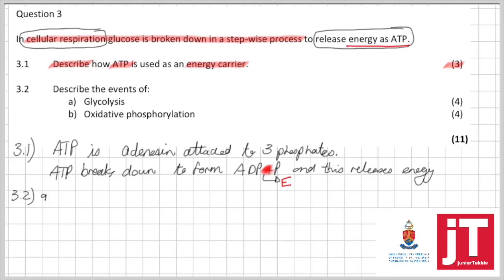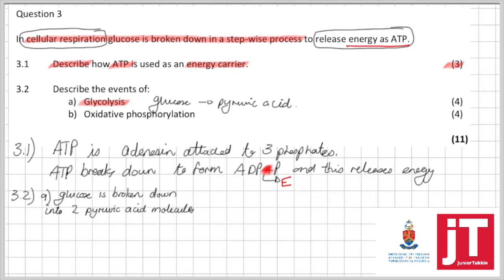So let's deal with A. So what is happening in glycolysis? Right, so the first thing is, that is where glucose, through a chemical process, becomes 2 pyruvic acid molecules. Okay, so that's the first thing I'm going to write down. Glucose is broken down. That's what happens in glycolysis. We're going to form 2 pyruvic acid molecules.